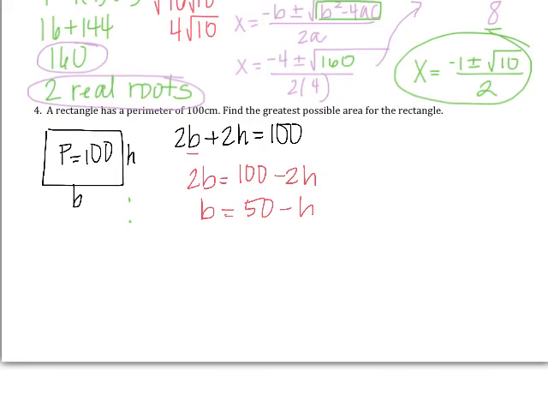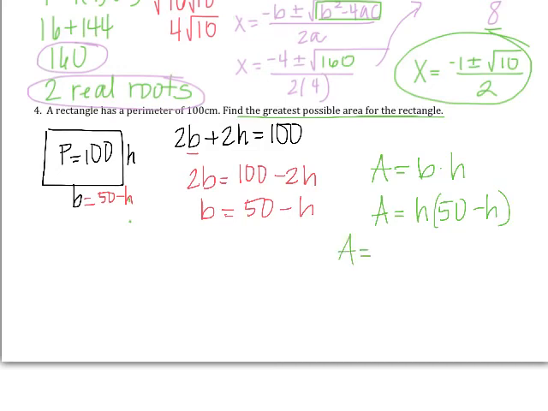So now I can say that this rectangle has sides h and 50 minus h. And if I want to think about the area, because it says to find the greatest possible area for the rectangle, I can write an expression, area equals base times height, as area equals h times 50 minus h. If I distribute that, that becomes 50h minus h squared, or negative h squared plus 50h.